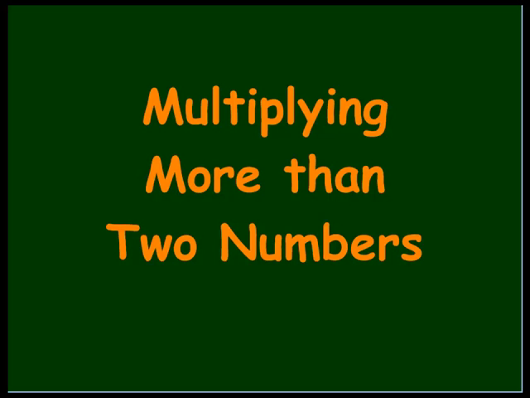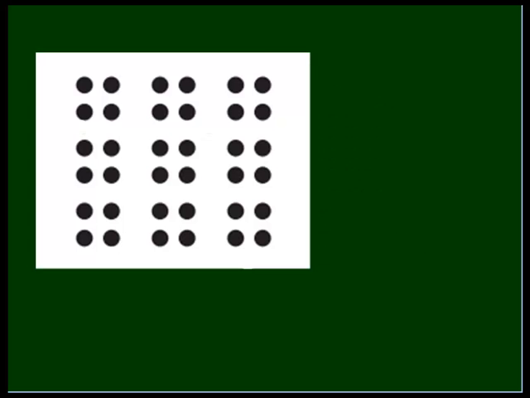Multiplying more than two numbers is going to be the topic of this video. We're going to show you how you do not have to have just two factors in a multiplication sentence, that you can actually have even more than that. And we're going to be using the number, or the product, of 36 in order to show you the different ways that you can make a multiplication sentence with more than two factors.